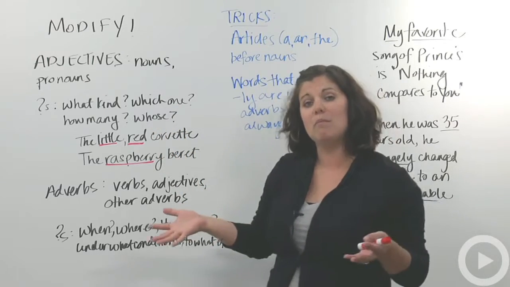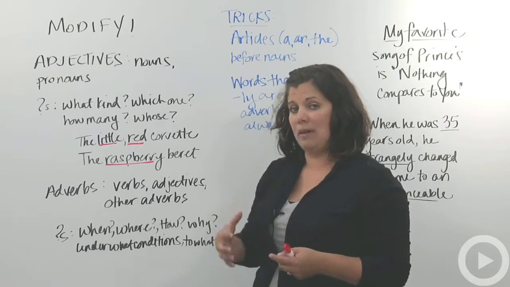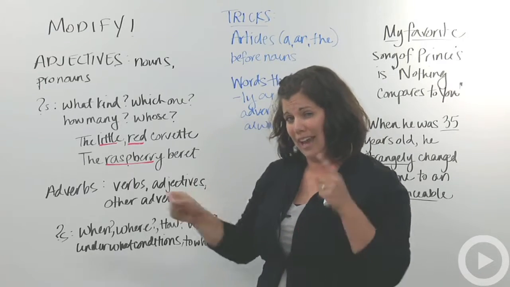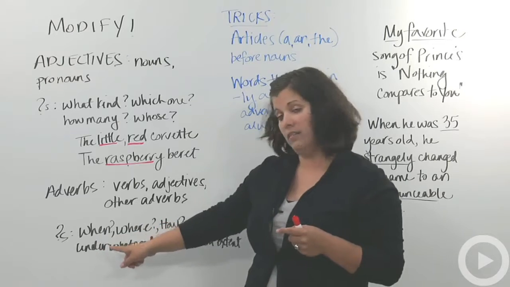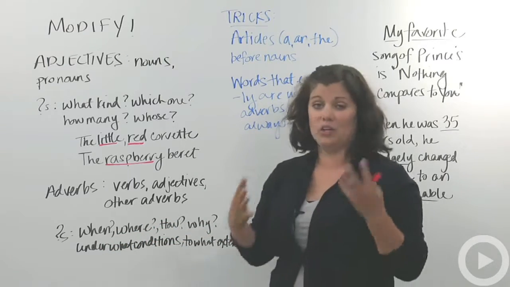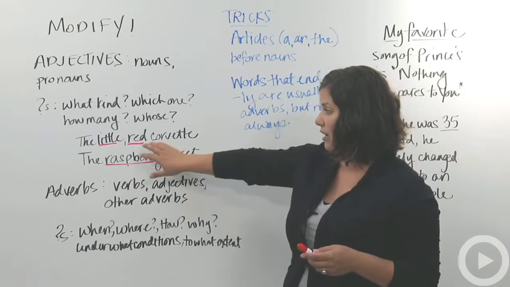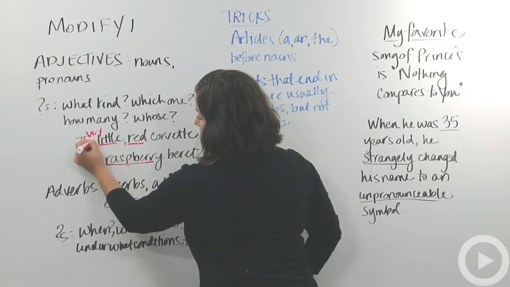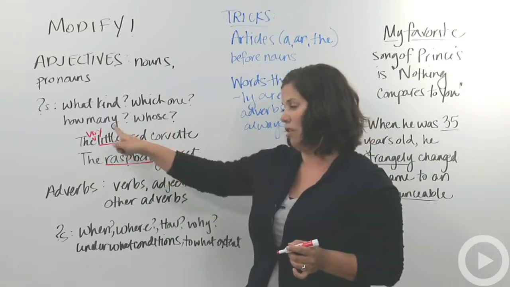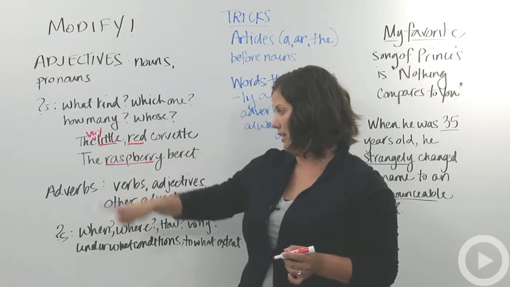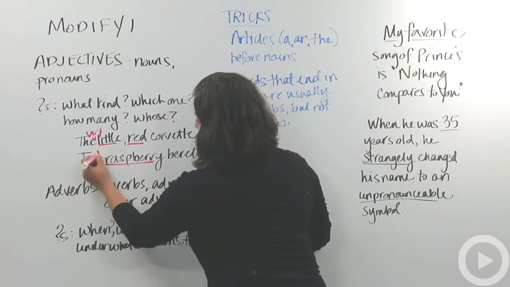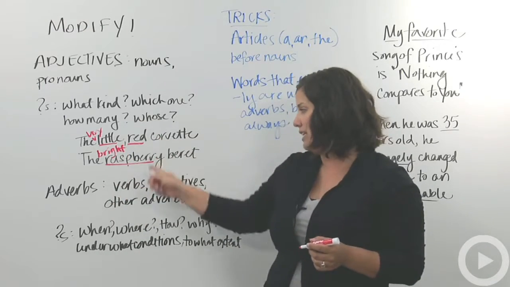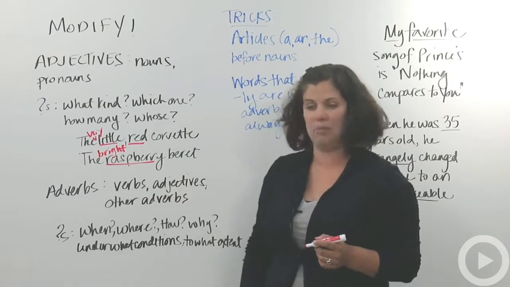All right. Adverbs work in much the same way. The only difference is that instead of describing nouns and pronouns, they describe verbs, adjectives, and other adverbs. They too have a set of questions, so that makes it easier to identify. Adverbs will answer when, where, how, why, under what conditions, and to what extent. So we can take a look back at these examples and add some adverbs. We could add the word very, and that's going to tell us to what extent the Corvette is little. So we've got very describing how little it is. All right? We can also add the word bright in front of raspberry because it's telling us to what extent the raspberry is bright. All right, so those are examples of adverbs.